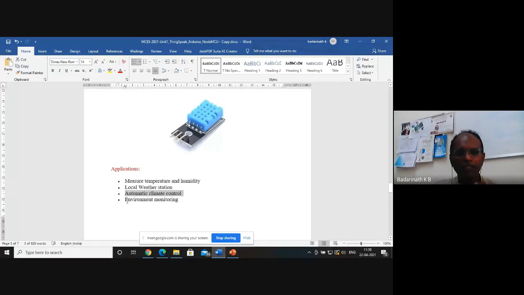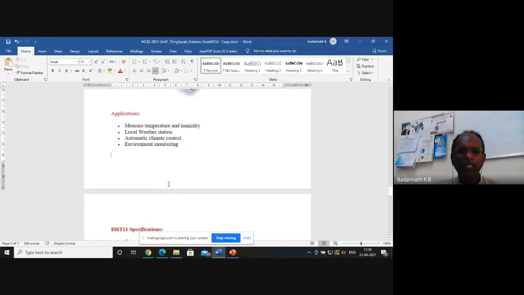And environment monitoring. For example, you may want to monitor environment parameters at different places in a city and aggregate them in a cloud, and then be able to project the different places, on Google maps, and their environment conditions. You can use them for that. These are some of the applications.